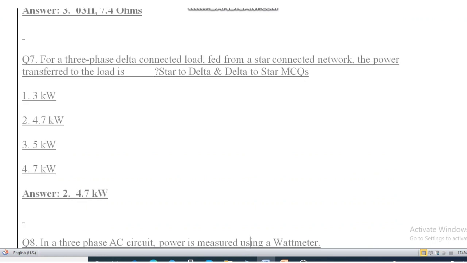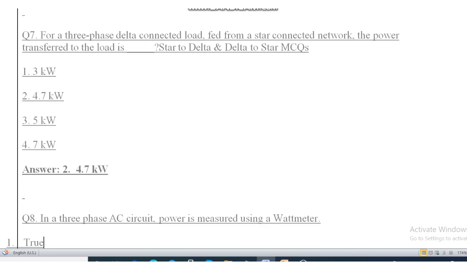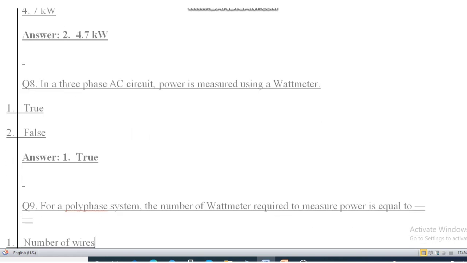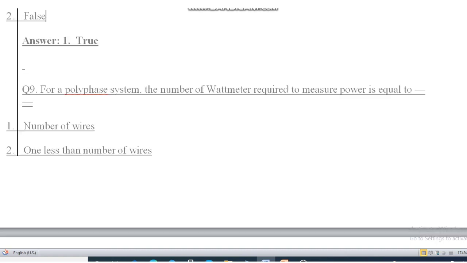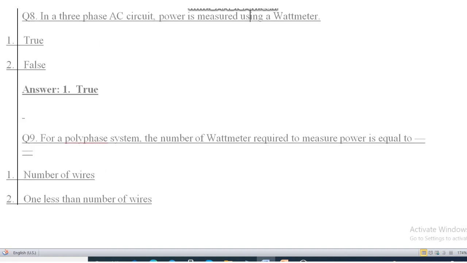For a three-phase delta connected load fed from a star connected network, the power transferred to the load is dash, star to delta and delta to star is 4.7 kilowatt. Then, in a three-phase AC circuit, power is measured using a wattmeter. Whether this statement is true or false, this statement is true.